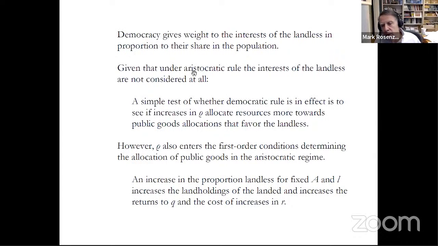Because in the model, an increase in the share landless in a village with a fixed amount of land must mean that the amount of land per landed household increases. And when the amount of land per landed household is higher, the returns to infrastructure investments like irrigation and perhaps schooling rise. So there's a direct relationship between rho and the allocation of public goods, even in the aristocratic regime, which has nothing to do with voting shares.